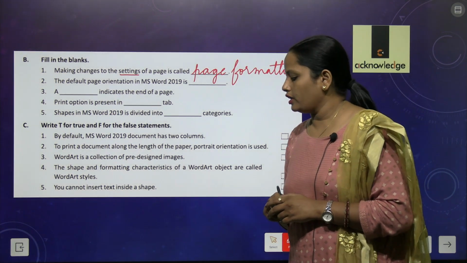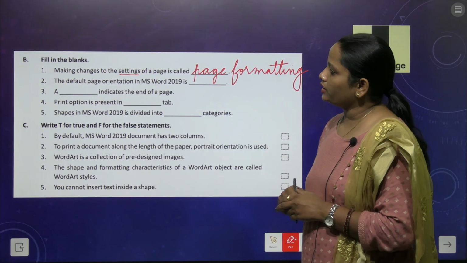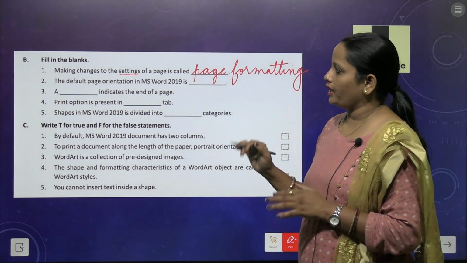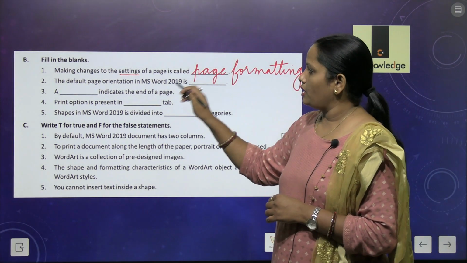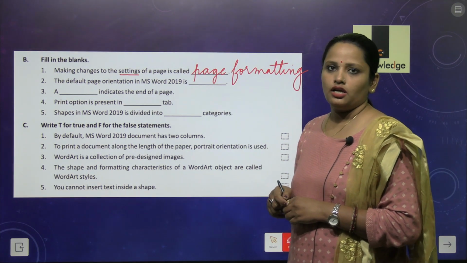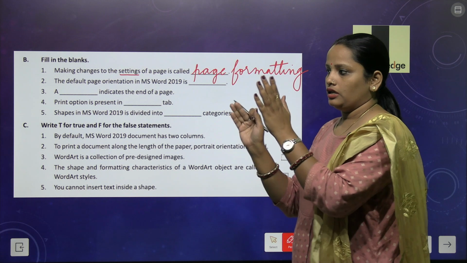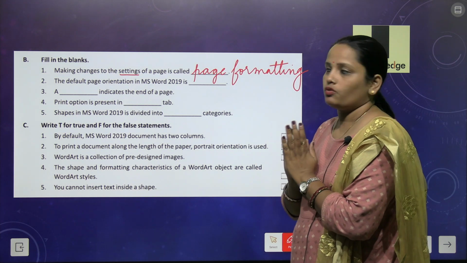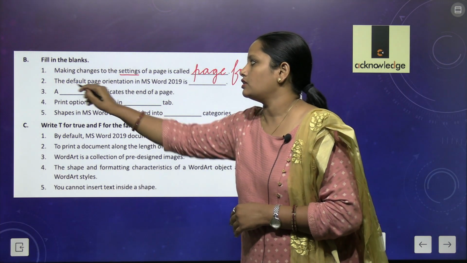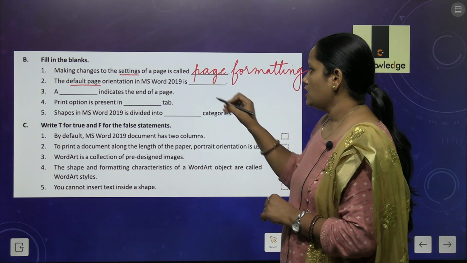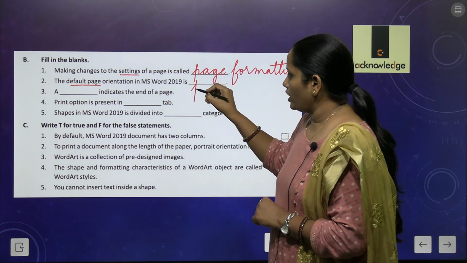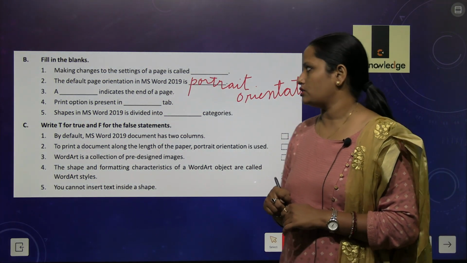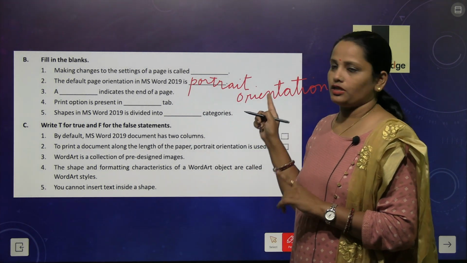Okay. Second one is, the default page orientation in MS Word 2019 is... So whenever we start to look for the orientation or the layout of that page, what is the default page orientation? So the default page orientation is the portrait orientation. Write it down, portrait orientation.